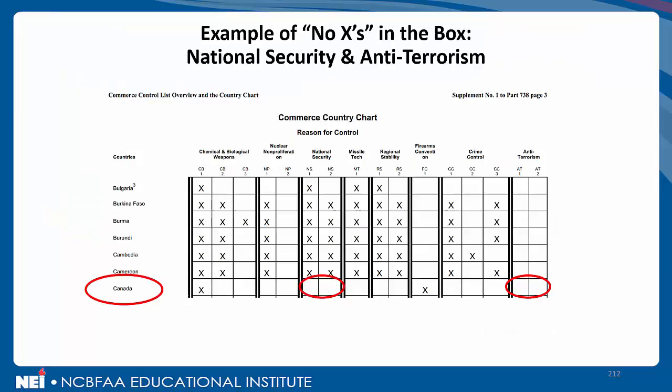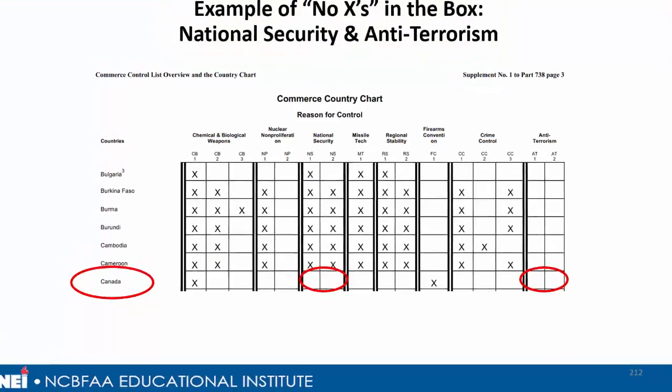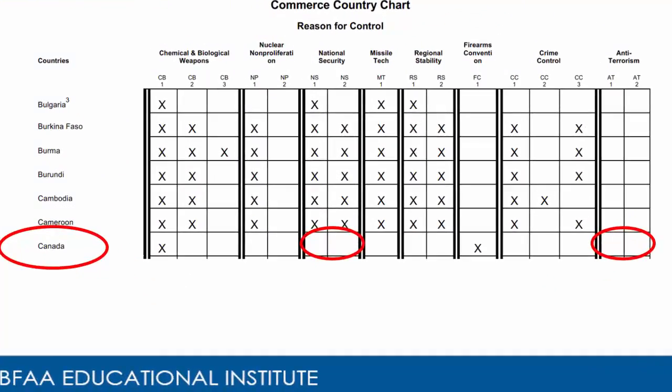To provide a little contrast, we want to give an example of no X's in the box as it relates to national security and anti-terrorism. If we were exporting to Canada, one of our biggest allies, our friends to the north, you'll see that there are no X's in the box as it relates to national security and anti-terrorism. So because there is no X in the box, as it relates to this specific reason for control, national security, anti-terror, we don't need an export license here.